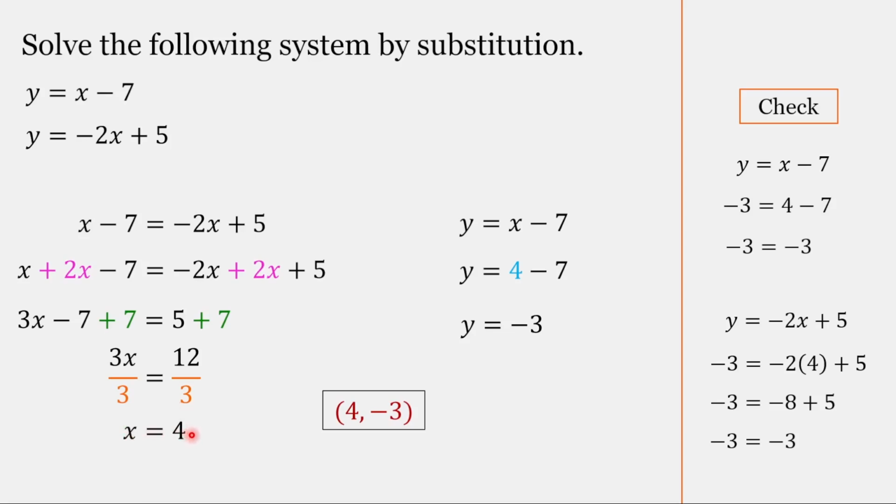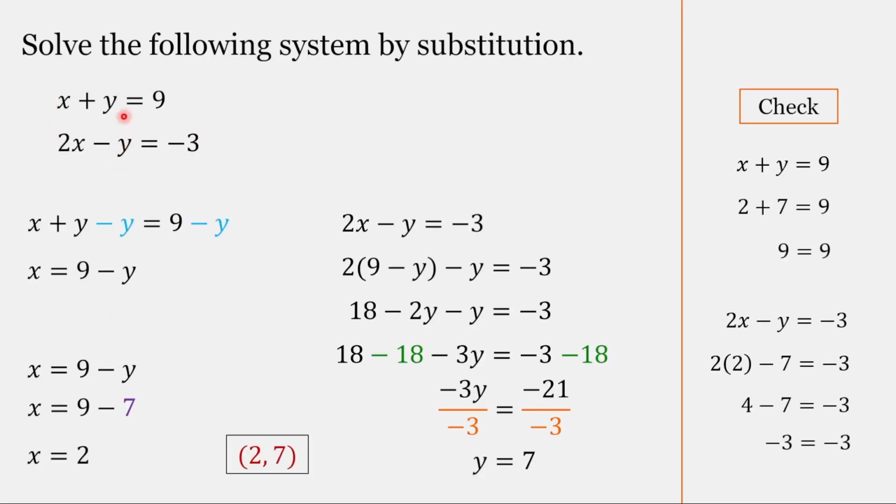And then we can plug this value for x into either equation. I went ahead and used the y equal to x minus 7, resulting in y equal to negative 3. So our solution is the ordered pair 4, negative 3. Once again, don't forget to check your answer.